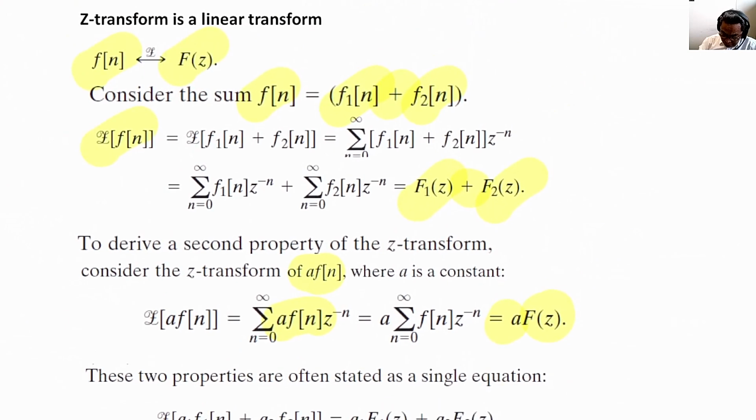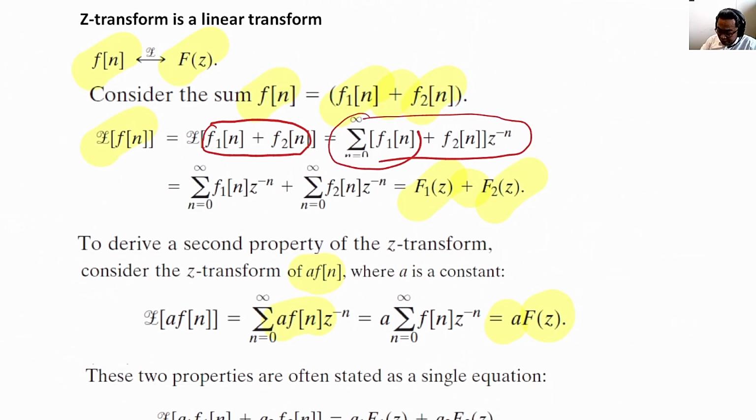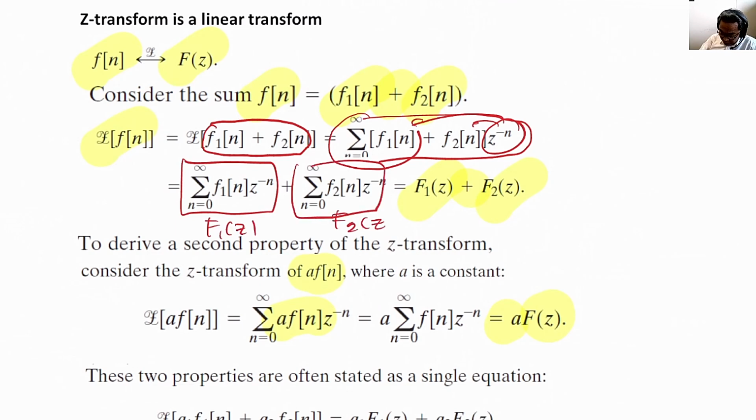So how to prove this? It is by brute force. What you do is simply substitute in, this is f[n], which is f1 plus f2. You open up the Z transform and substitute f1 and f2 into the Z transform expression. We now distribute z to the minus n into each one of these, because we can distribute in this sum. We then recognize that this is F1(z) and this is simply F2(z). So we first prove the first property.